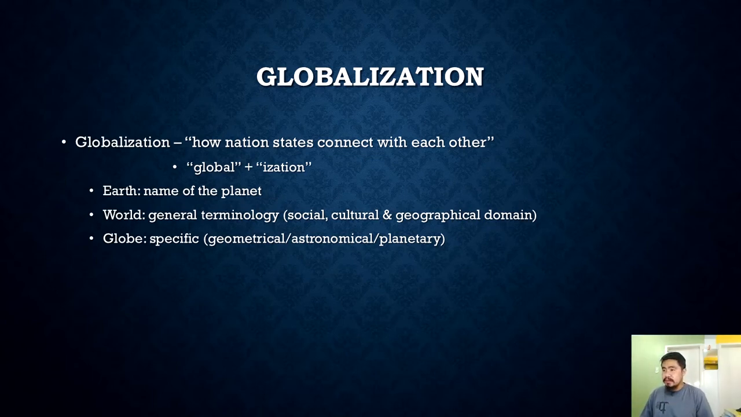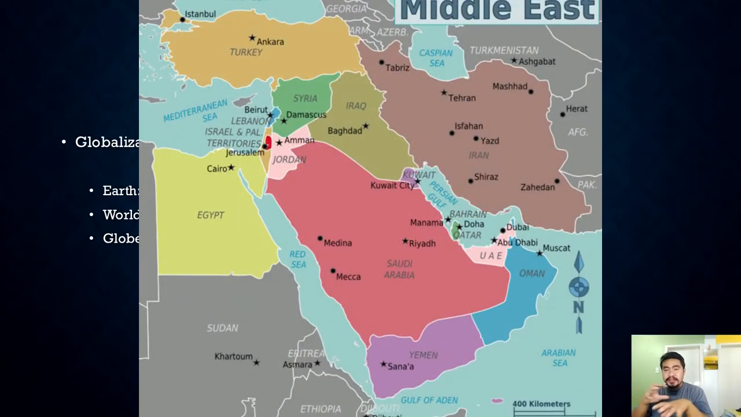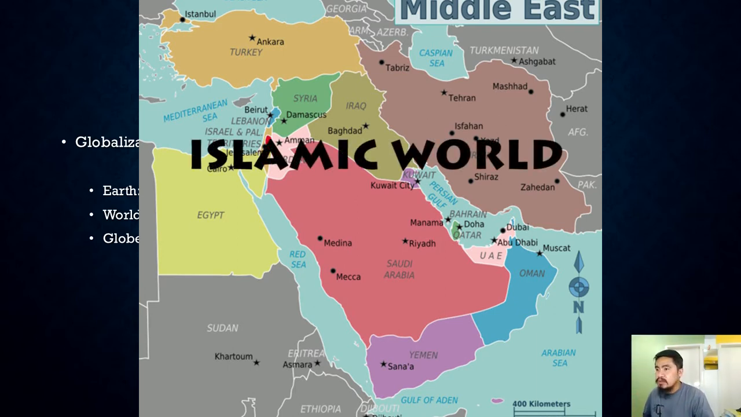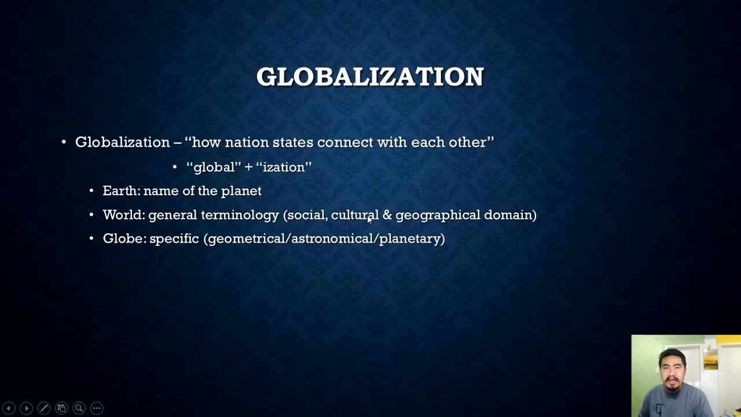Now, going with world is quite a general terminology. When we look into the term world, it technically refers to the social, cultural, and geographical domain. For instance, when we refer to the Middle East region of the world, wherein we have Saudi Arabia, Iraq, Lebanon, Syria, Egypt, ang label natin dun sa Middle East is the Islamic world. Look dito, class: social, cultural. The Middle East is the geographical domain, that part, geography. Now, the composition of the people there, social and cultural, would be the world definition.